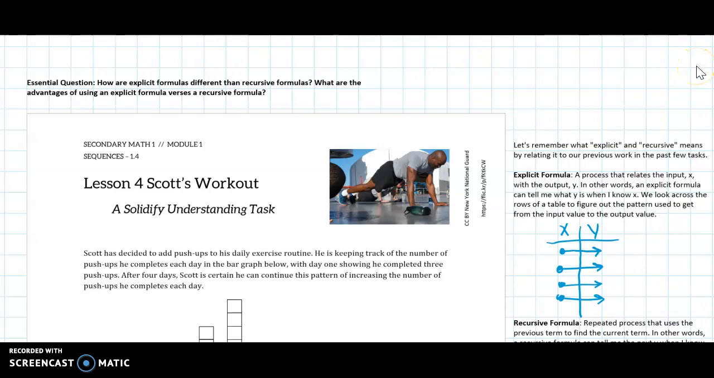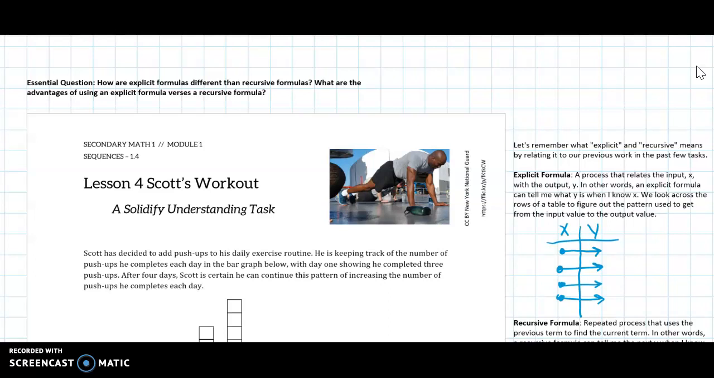Welcome to Task 4, Scott's Workout. The essential question for this task is, how are explicit formulas different than recursive formulas? What are the advantages of using an explicit formula versus a recursive formula?